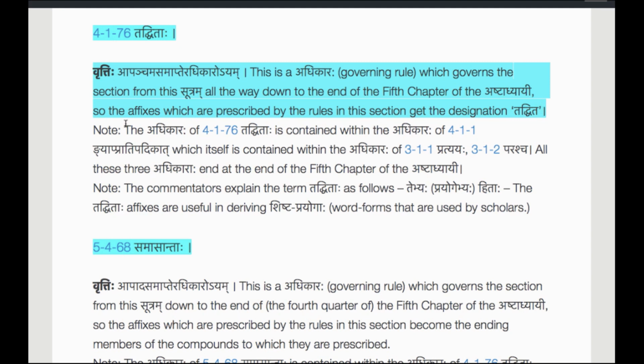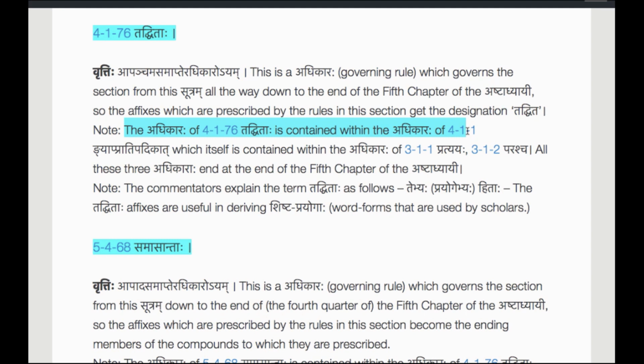Note says that the Adhikara of Tadhitaha is contained within the Adhikara of 411 Jñā Pratipadikat, which itself is contained within the Adhikara of 311, 312 Pratyayaha Parascha. And all these three Adhikaraha end at the end of the 5th chapter of the Ashtadhyayi. So since the Tadhitaha Adhikaraha is within the Adhikara of Jñā Pratipadikat, these Tadhita affixes are added after a Pratipadikam. Actually, technically, they are added after a Subantam. We'll see all that in detail when we take the examples.